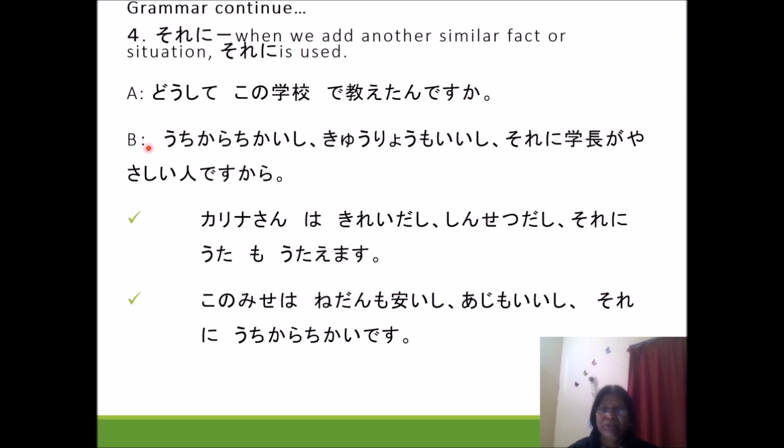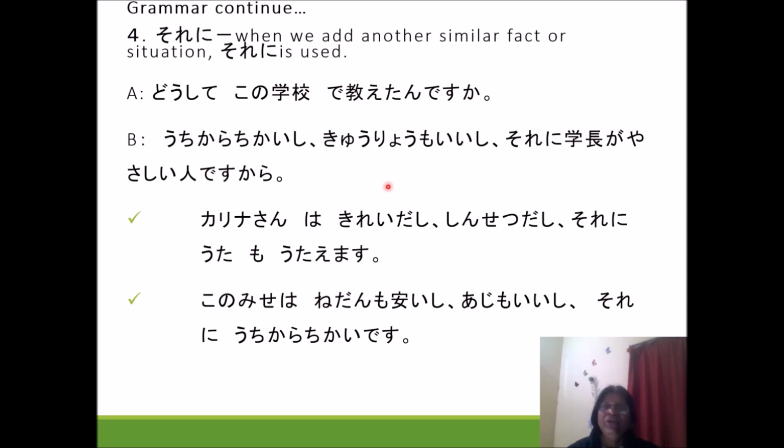Sore ni. When we add another similar fact or situation or similar viewpoint in a sentence, we add sore ni. Let's learn from a conversation. A-san to B-san. A-san: Doshite kono gakko de oshiete iru n desu ka? B-san: Uchi kara chikai shi, kyuryo mo ii shi, sore ni gakuchou ga yasashii hito desu kara. Person A is asking why you are teaching in this school. Person B is saying uchi kara chikai shi, this is nearer to my house. Kyuryo mo ii shi, salary also good. Sore ni gakuchou ga yasashii hito desu kara, in addition to that, principal also very gentle person. So, meaning of sore ni is addition.